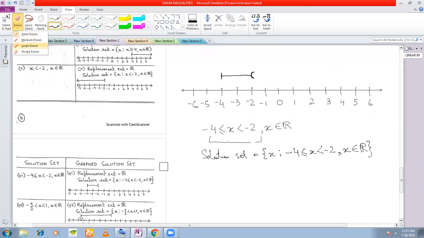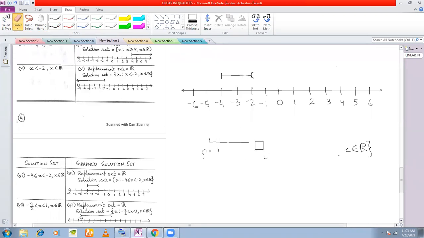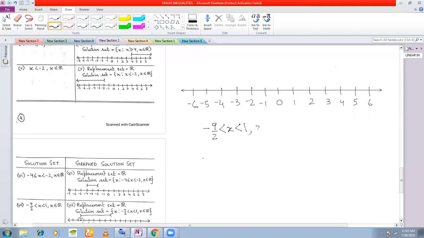Next example here. Now you want to represent this inequality where the replacement set is the set of real numbers. So the solution set will be x such that x lies between -9/2 and 1, and x belongs to R. This is the solution set.